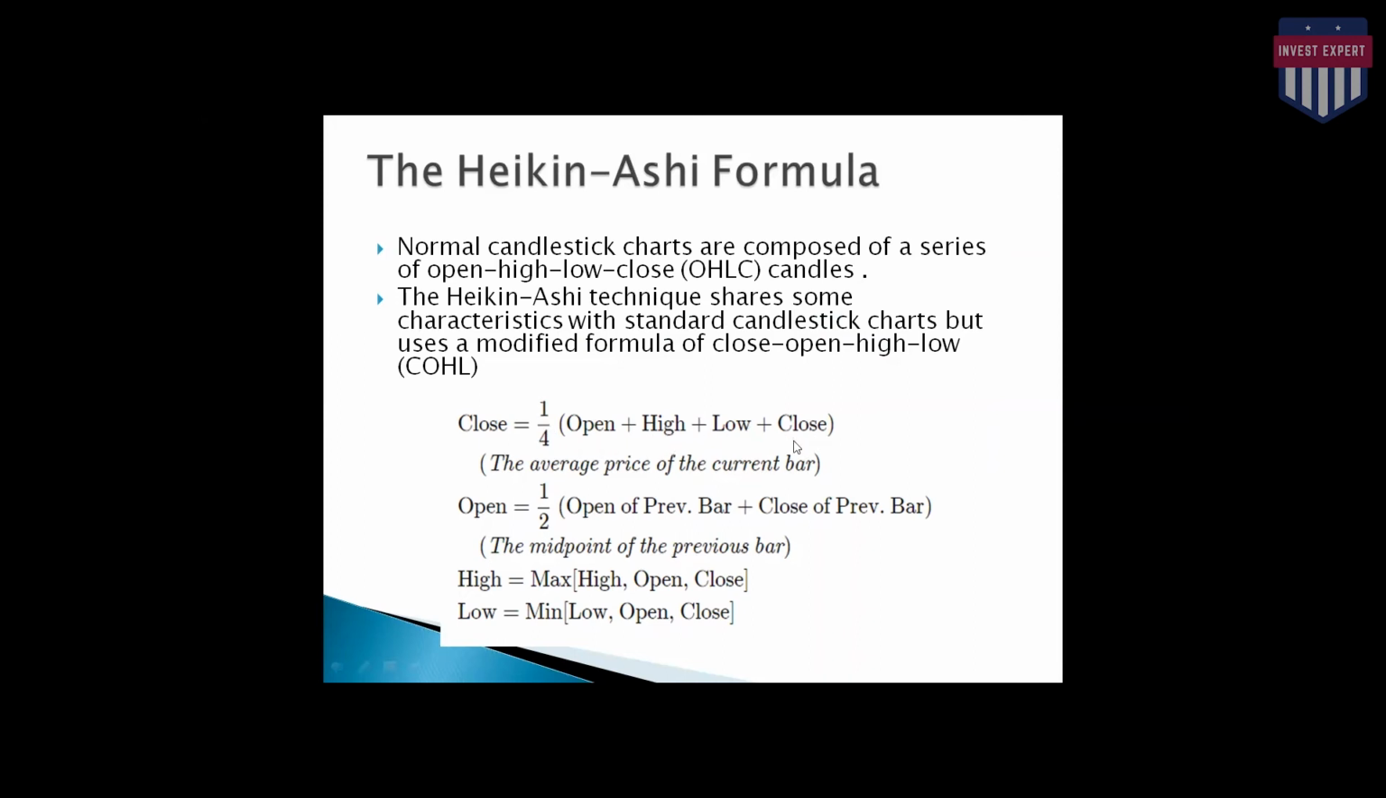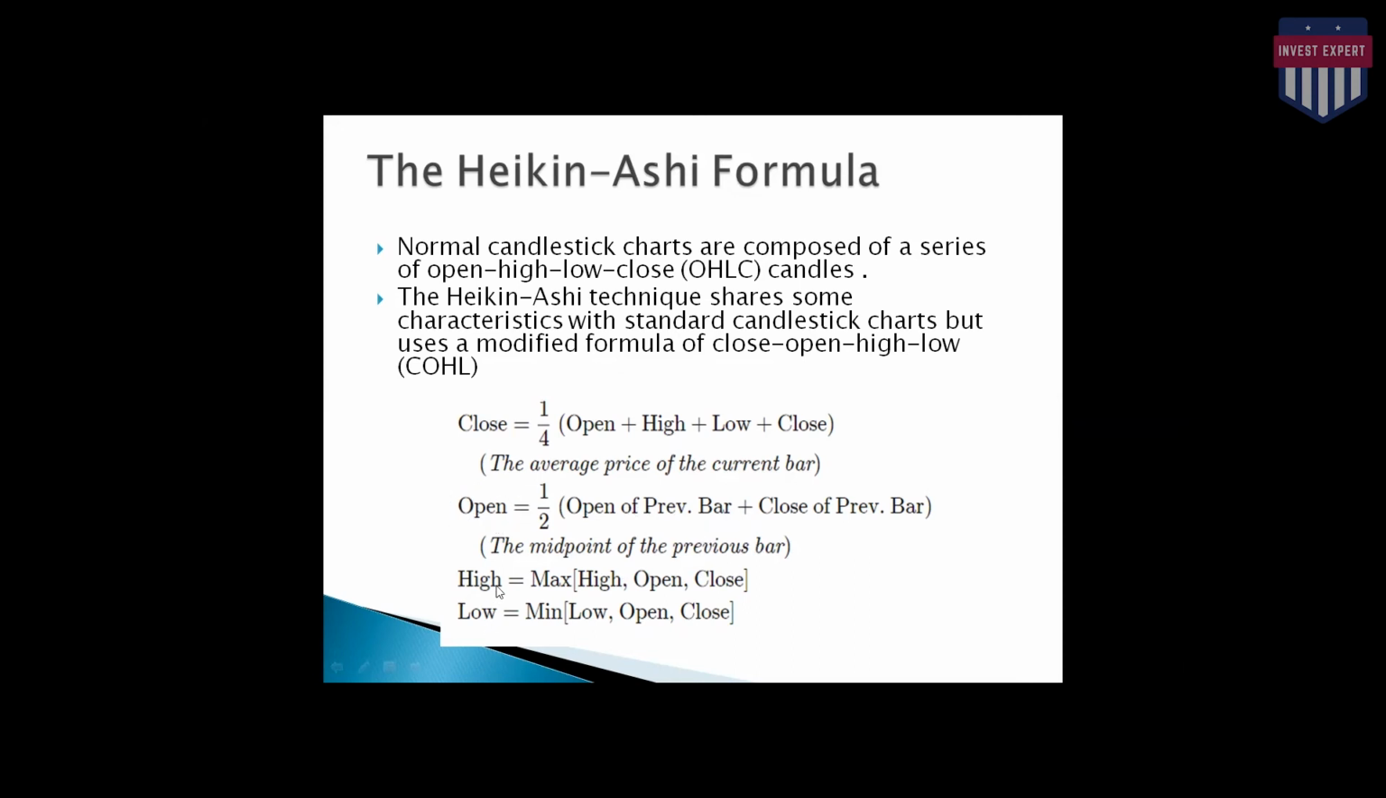Okay, all these 4 data points are added and divided by 4, that is the average price of the current bar, which is the close. And open is the open of the previous bar plus the close of the previous bar divided by 2, that is the midpoint of the previous bar. That could be yesterday's, or it could be 1 hour before, or it could be even 1 minute before. Okay, so whatever opening price is there, it is added with the closing price and divided by 2, and that is shown as open.